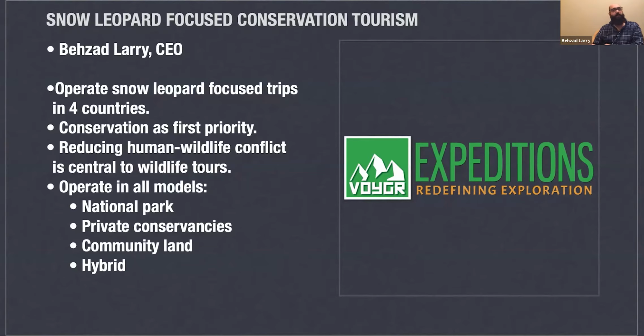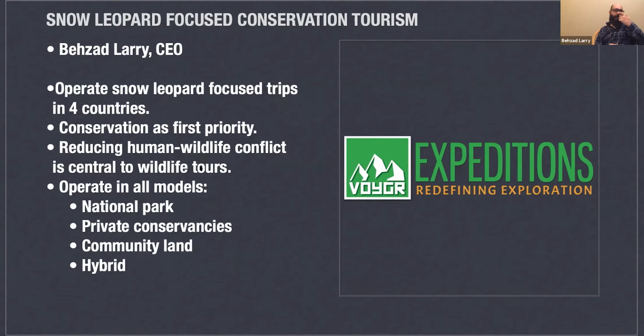So we operate snow leopard tours across 4 countries, and we're continuously looking at other places to partner with communities and work with new communities. But we do that as a way to use this as a vehicle to generate profit, which we then reinvest. We're sort of a hybrid model company. We have both a for-profit entity and a non-profit entity, and we contribute a significant amount of our profits annually back into our nonprofit.